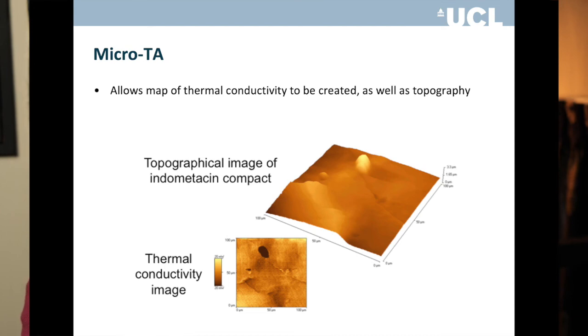And thermal conductivity is kind of interesting because most drugs, being small molecular weight crystalline materials, have different thermal conductivities from polymers, which are large molecular weight amorphous materials. So you can map on the basis of topography, but you can also map on the basis of thermal conductivity. So an example is shown on the screen. The image on the right hand side is a topographical image of a mixture of indomethacin dispersed in a polymer.